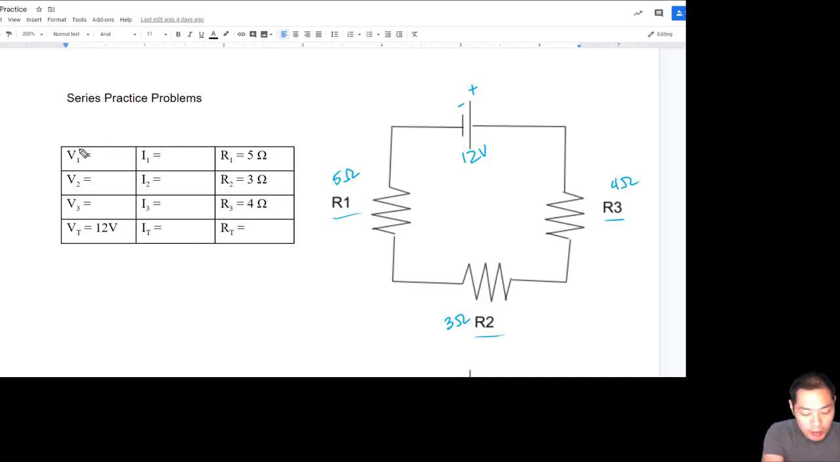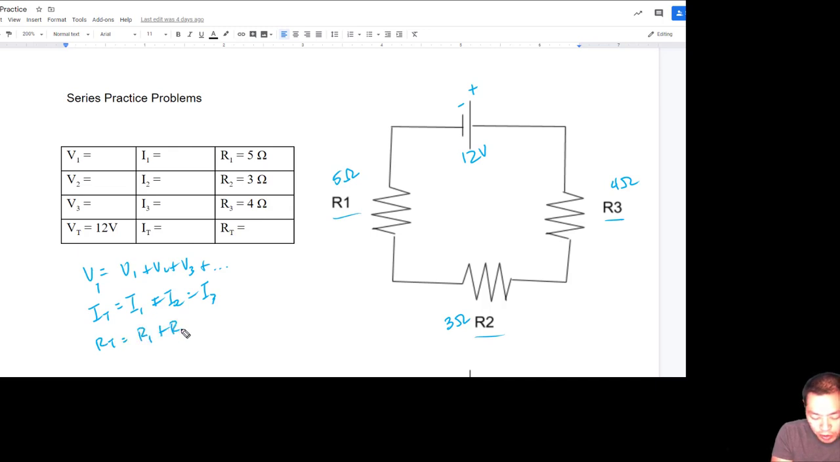We want to be able to figure out how much voltage is going through each thing and how much current is going through each thing depending on what circuitry it is. In this case, it's series. So we have the following properties. If you remember, voltage is the sum. So V total is equal to V1 plus V2 plus V3, etc., no matter how many you have here. Current is the same. So I total is equal to I1, equal to I2, equal to I3. And then resistance is also the sum: R1 plus R2 plus R3, etc.